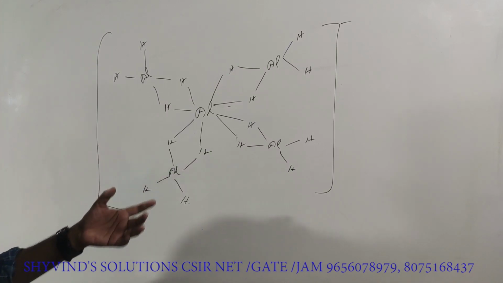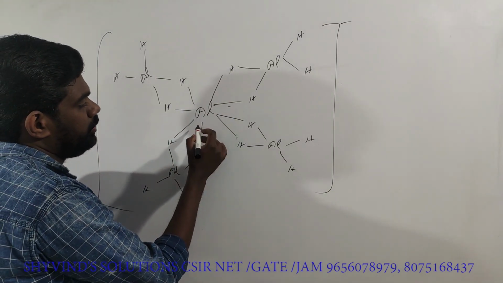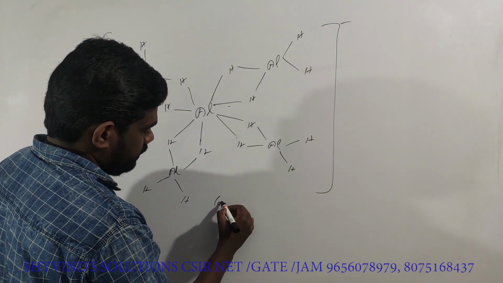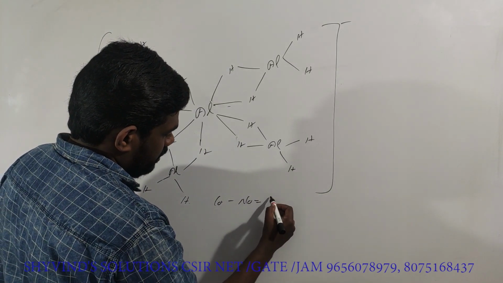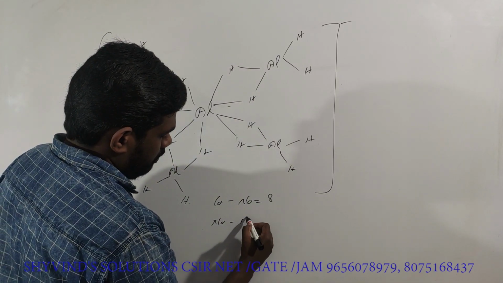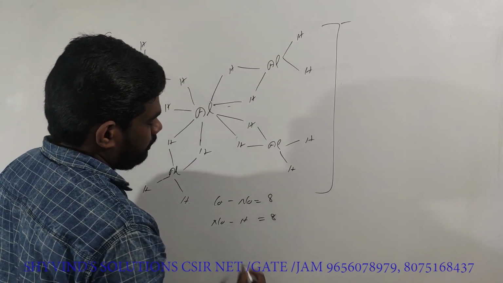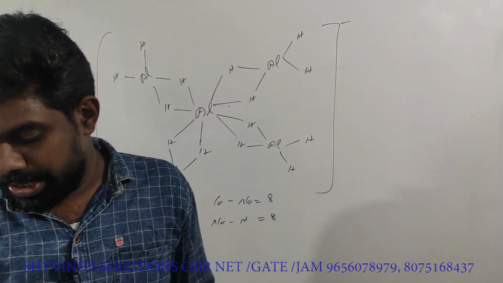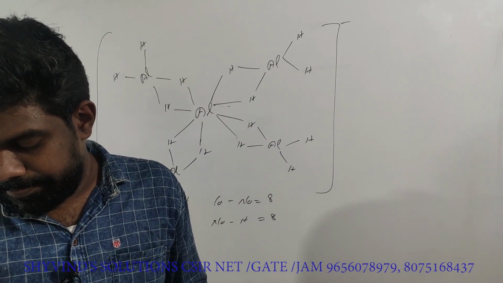You can see the coordination number of aluminum is 8. 8 hydrogens are attached to aluminum. So the coordination number is 8, and the number of bridging hydrogens is also 8. So 8 and 8 is the answer. So the answer is option A.